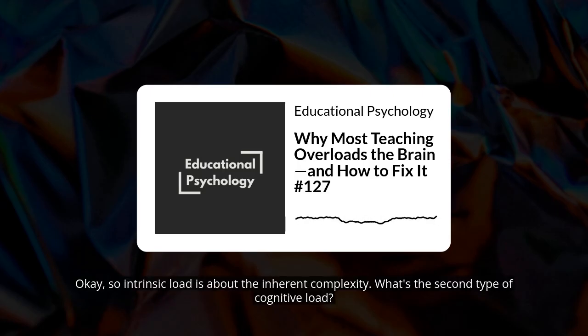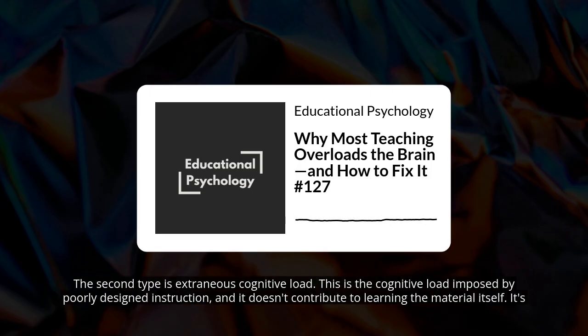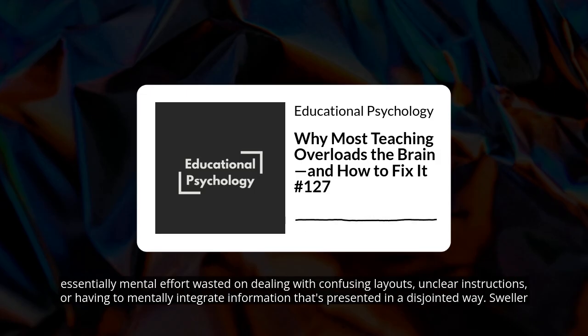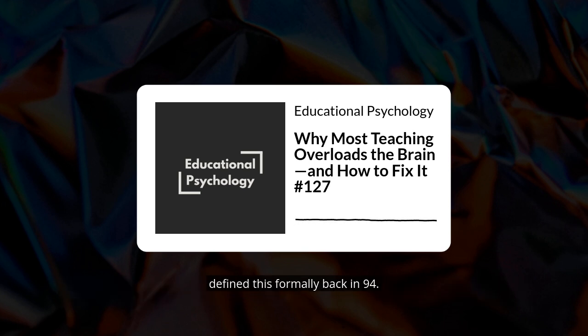Okay, so intrinsic load is about the inherent complexity. What's the second type of cognitive load? The second type is extraneous cognitive load. This is the cognitive load imposed by poorly designed instruction, and it doesn't contribute to learning the material itself. It's essentially mental effort wasted on dealing with confusing layouts, unclear instructions, or having to mentally integrate information that's presented in a disjointed way. Sweller defined this formally back in '94.